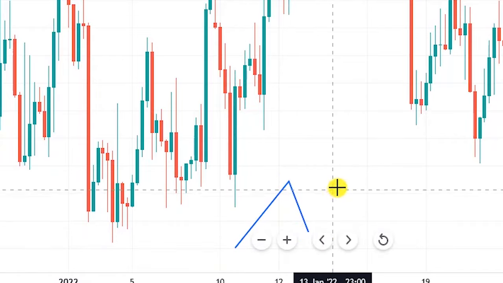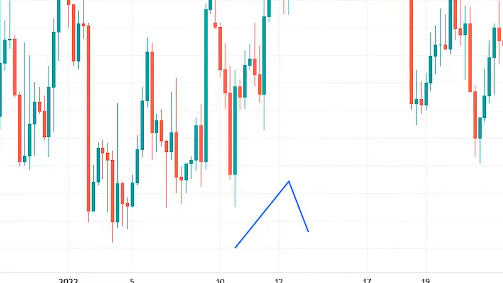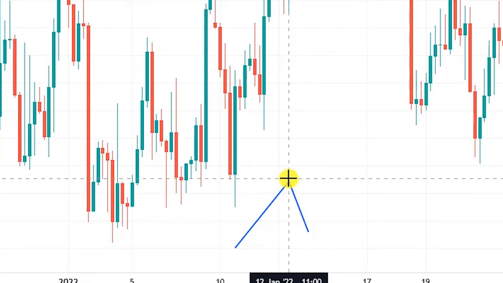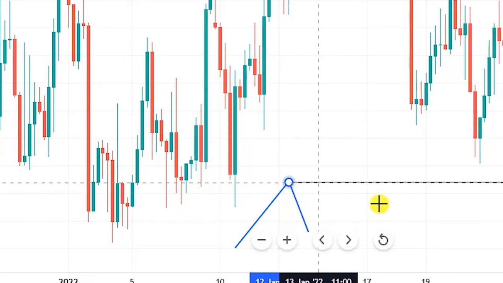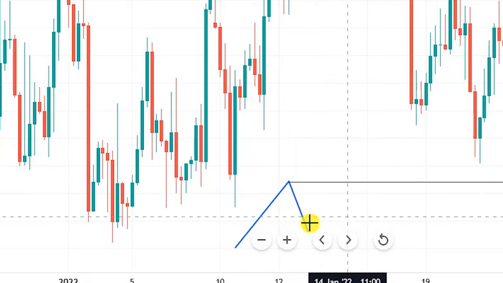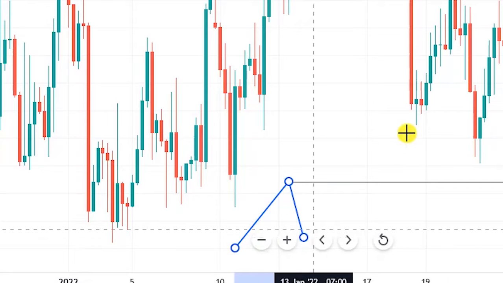Some traders will be waiting for price to get to... Let me use a horizontal ray now. Let me put a horizontal ray at this peak in price. Good. Some other traders will be waiting for the market to come back to this. Sorry about that. They'll be waiting for the market to do what?